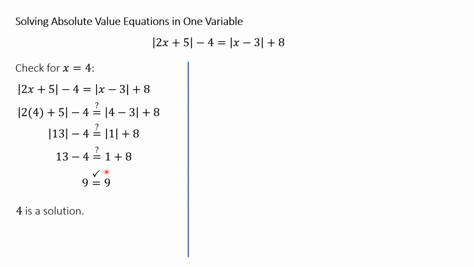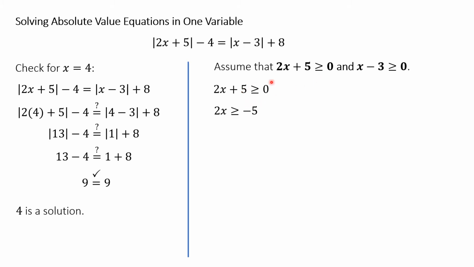Another way of checking whether 4 is a solution is by solving the compound inequality that we've had in our assumption. Going back to that, we have assumed that 2x plus 5 is greater than or equal to 0 and x minus 3 is greater than or equal to 0. What we're going to do is to solve this compound inequality that involves the word and. Let's start with 2x plus 5 greater than or equal to 0. Solving this, we transpose 5 to the right side. It becomes 2x is greater than or equal to negative 5.